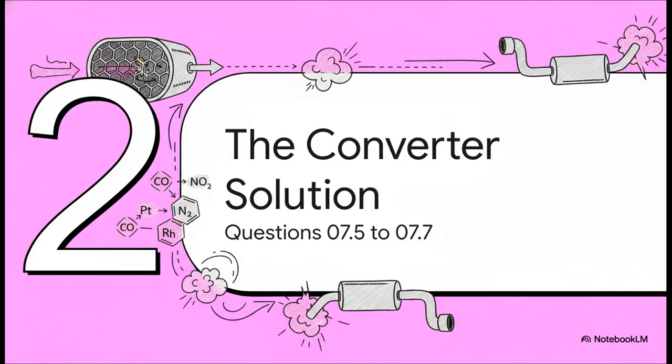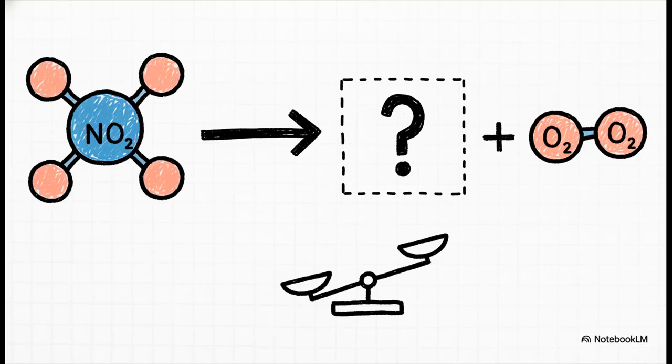Okay, so we've covered the problem. We know how these nasty pollutants get made. Now for the really clever part, the solution. Let's talk about the catalytic converter. This next one is a little chemistry puzzle. It tests your knowledge of equations. We've got nitrogen dioxide on one side, and on the other, it's breaking down into oxygen plus, well, what? Your job is to fill in the blank and then make sure the whole thing is balanced.